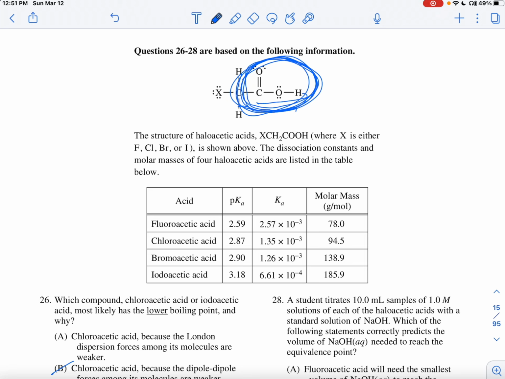However, the LDF will be different. So let's delve into LDF a little bit more with this question. LDF is a temporary dipole. The reason it happens, let's take a break from this question and just talk about LDF. The reason LDF happens is because electrons are constantly moving. They never stay in one place.